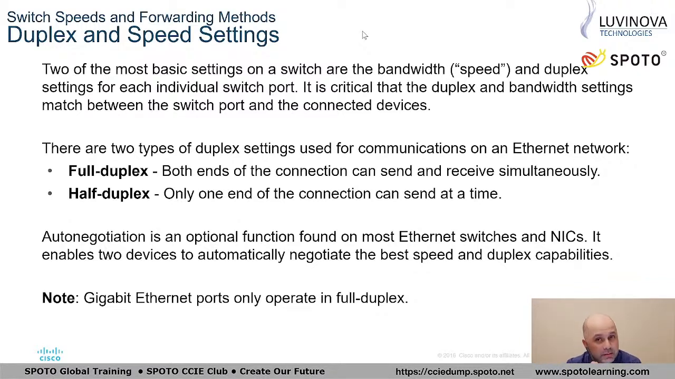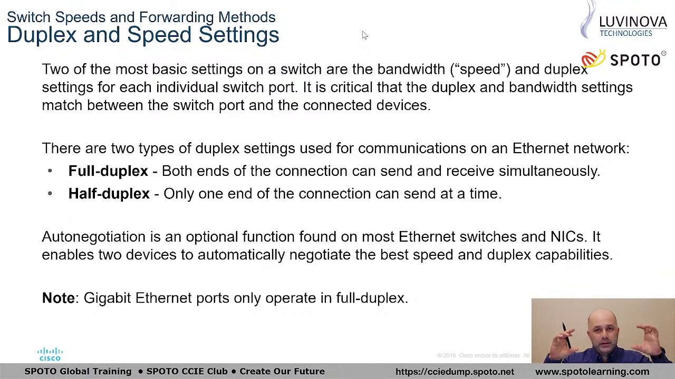Two of the most basic settings apply to every network card and every network port. We have ports on the switches, ports on the routers, and a network port on our computers, which are network interface cards, RJ45 ports. Those ports work on full duplex or half duplex. So two of the most basic settings on the switch are the bandwidth, or speed, because it depends how big the bandwidth is and how much information we can put through in a certain period of time, and that's how we measure our speed, and the duplex setting for each individual switch port.